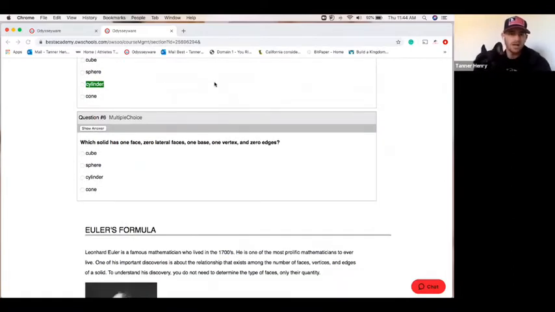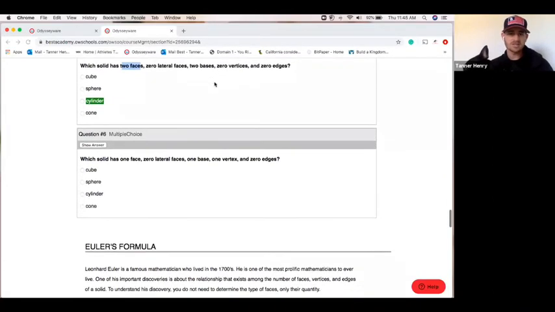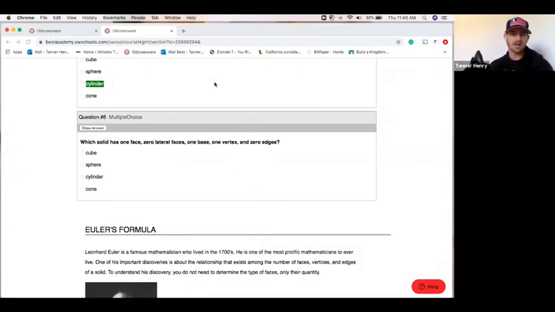Which solid has 1 face, 0 lateral faces, 1 base, 1 vertex, and 0 edges? So 1 face, this is what we did, I drew with the cone. A cube would have a bunch, a sphere would have 0, a cylinder would have 2, but a cone, think of an ice cream cone, it has 1 face, and faces and bases are not the same, kind of like what I said last time. 1 face, 0 lateral faces, 1 base, 1 vertex, and 0 edges. So it has to be a cone.